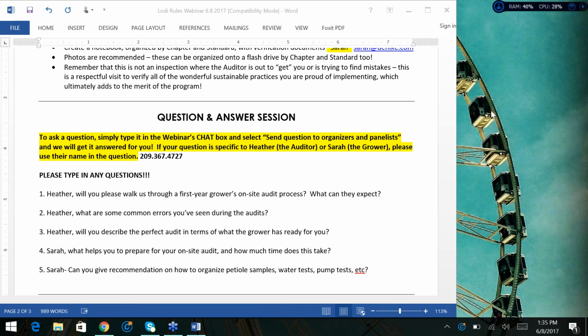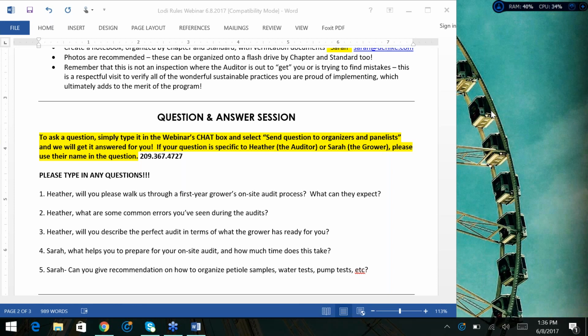My dad keeps all of the pump test reports in his pump and irrigation binder. So he's a binder guy. If you walk into his office, he's got shelves and shelves of binders. And so he likes to have everything organized that way. And so it's easier for him to have the pump test reports in that binder.